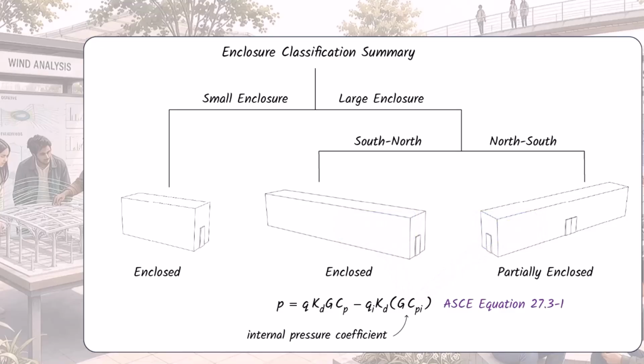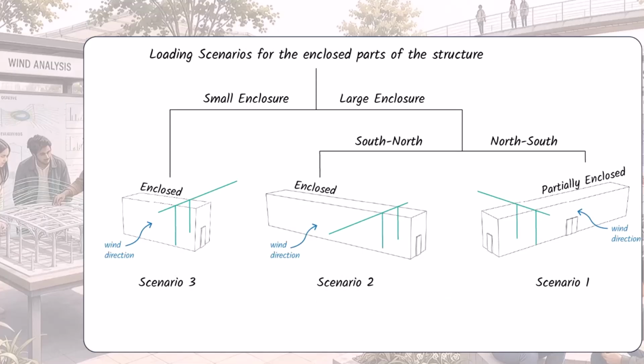To determine the design pressures acting on the walls and roofs of the enclosed spaces beneath the canopy, we need to consider 3 different loading scenarios. First, a north to south wind acting on the long enclosure. This case corresponds to the partially enclosed classification. Second, a south to north wind acting on any of the enclosures. This scenario falls under the enclosed classification. Third, a north to south wind acting on the smaller enclosure. This case also pertains to the enclosed classification.